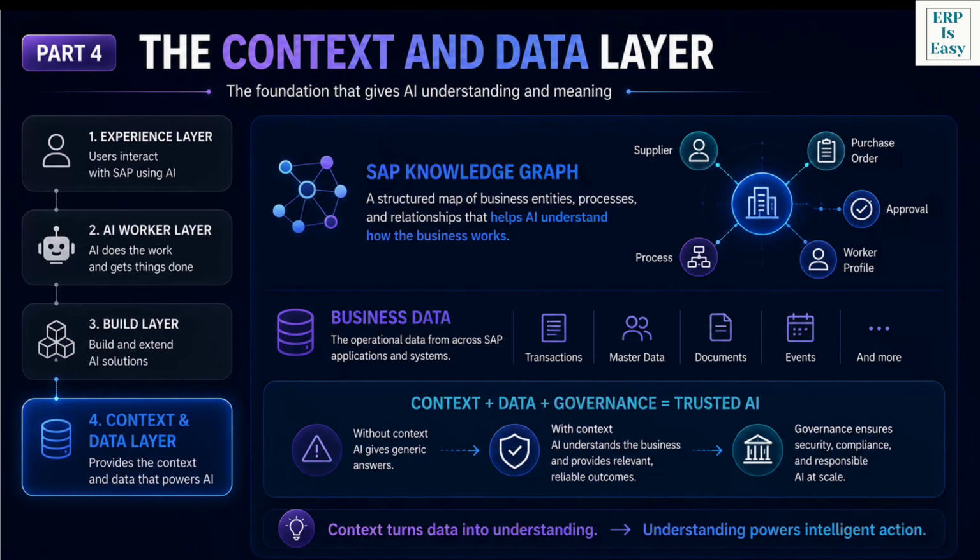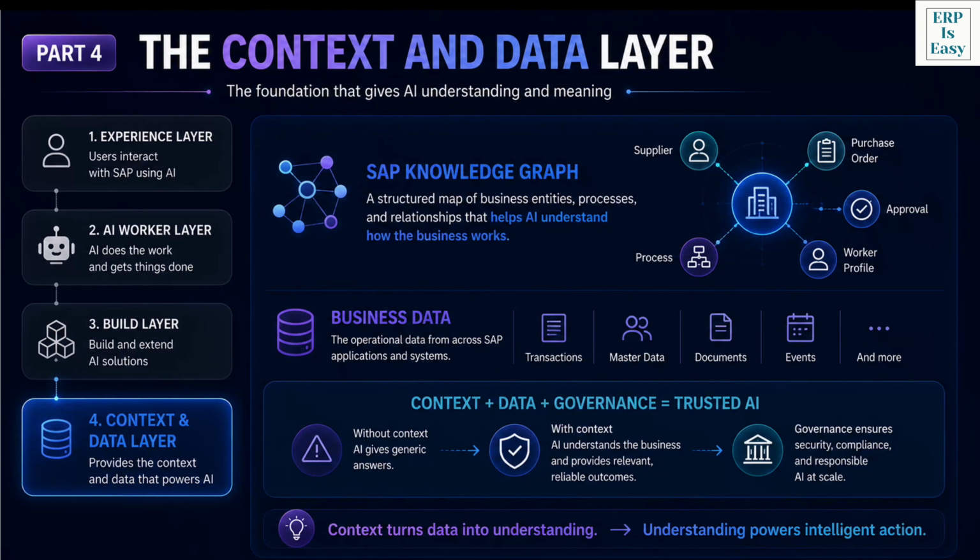A simple way to think about it is this: the knowledge graph acts like a map of the business. It helps AI understand how people, processes, data, and business objects connect to each other. Instead of seeing isolated pieces of information, the AI can understand relationships among each other. And that's incredibly important in an enterprise environment.